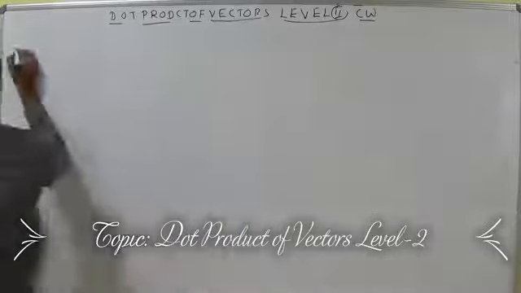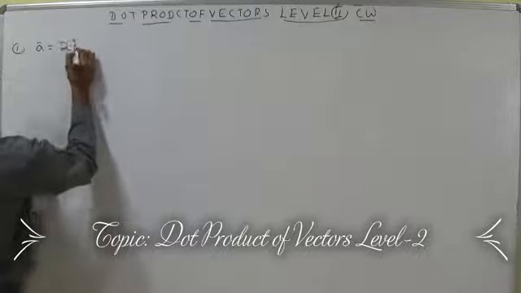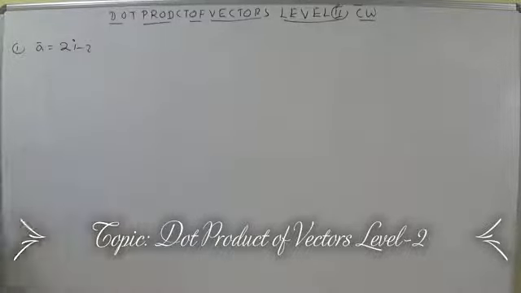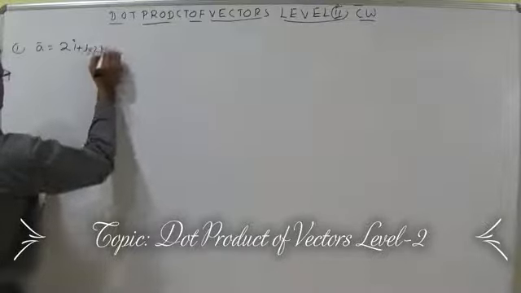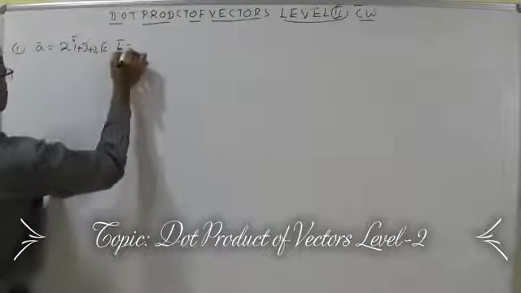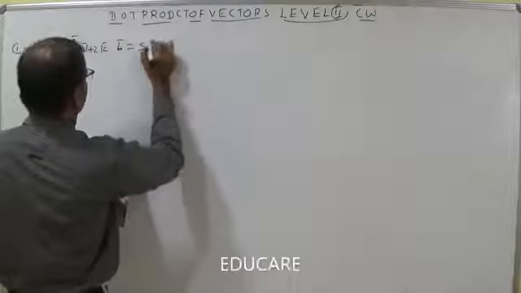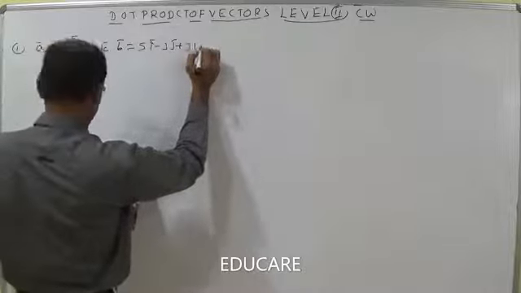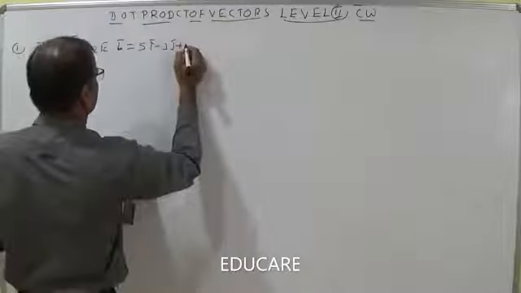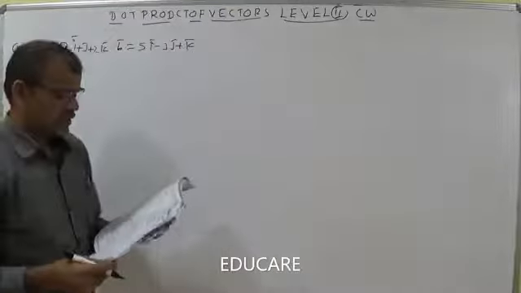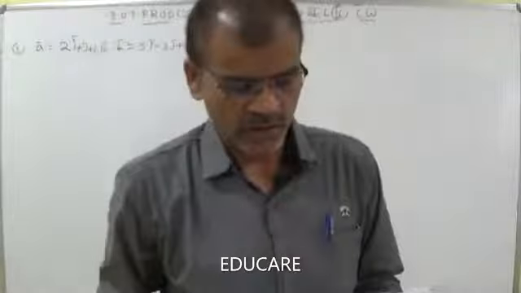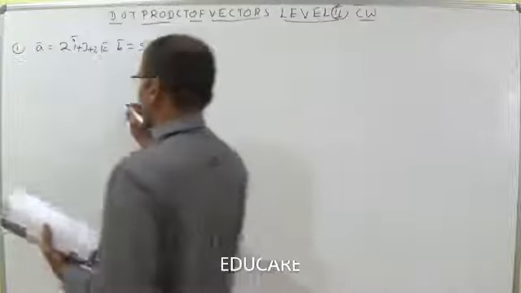First one: if A bar is equal to 2i plus j plus 2k, and B bar is equal to 5i minus 3j plus k, then the length of the component of vector B bar perpendicular to A bar.